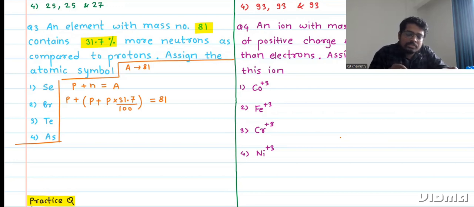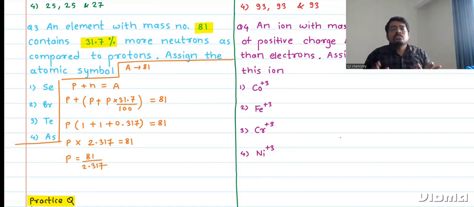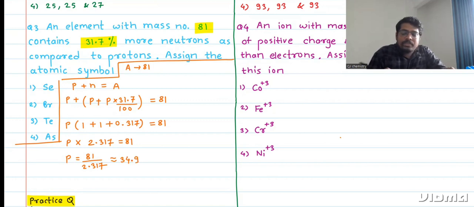Let us solve this. Taking the number of protons as common, 1 plus 0.317 is equal to 81. So the number of protons into 2.317 is equal to 81. The number of protons is equal to 81 divided by 2.317, which is approximately 34.9, so close to 35.